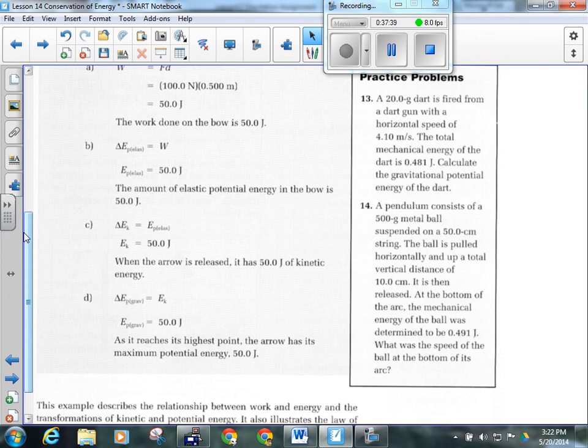Pendulum. The pendulum is a 500 gram metal ball suspended on a 50 centimeter string. It's pulled up 10 centimeters at the bottom of the arc. Mechanical energy is 0.491. This one's a good one. It's tough, but I think you guys can figure it out. So I want you to try these two here, and hopefully we'll get a chance to go over them both before the end of class.